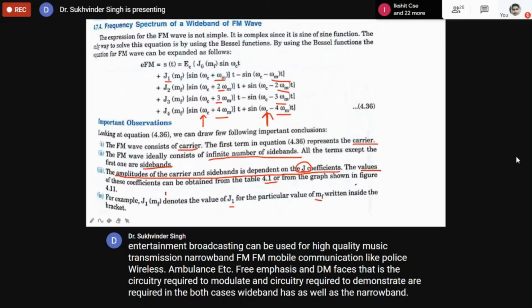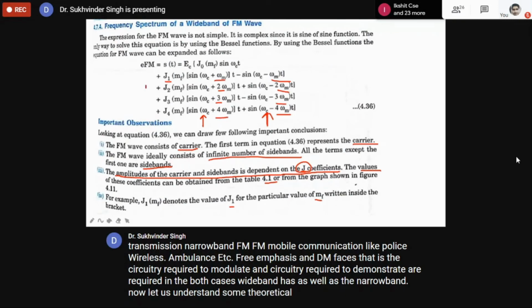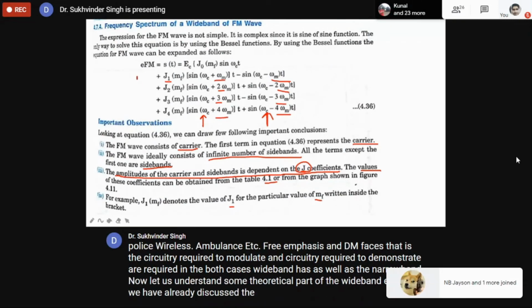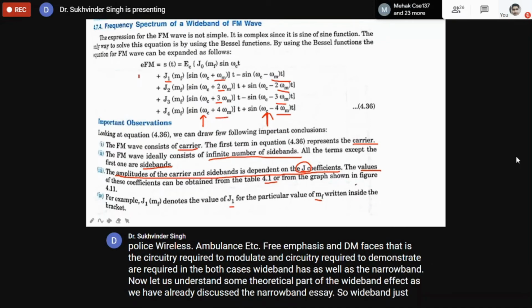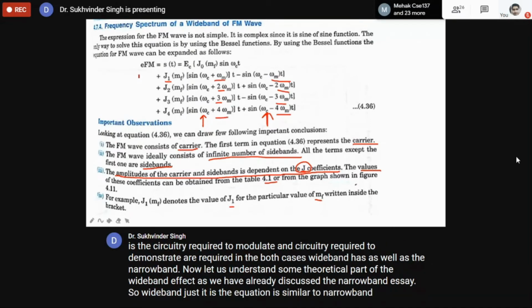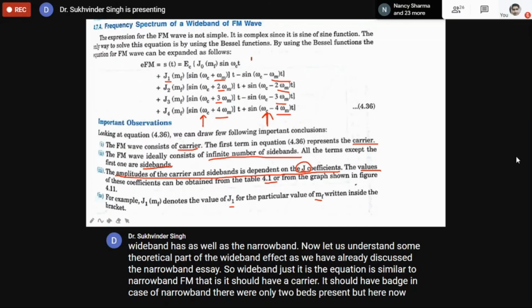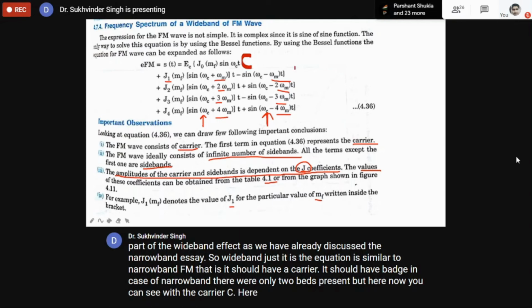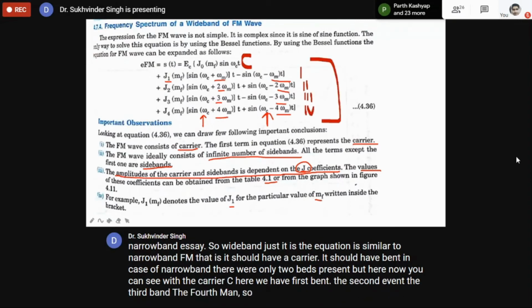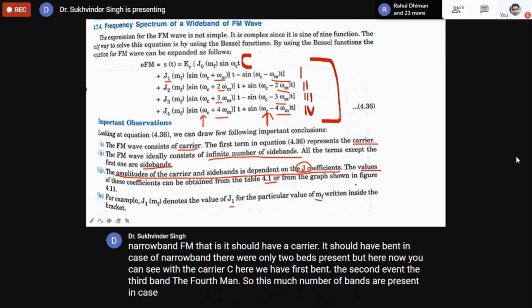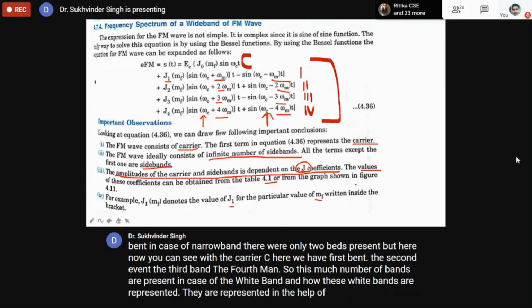Now let us understand some theoretical part of the wideband FM, as we have already discussed the narrowband FM. So for wideband, the equation is similar to narrowband FM. That is, it should have a carrier, it should have bands. In case of narrowband, there were only 2 bands present, but here now you can see with the carrier C, we have the first band, the second band, the third band, the fourth band. So this many bands are present in case of the wideband FM. And how are these bands represented? They are represented with the help of Bessel functions.